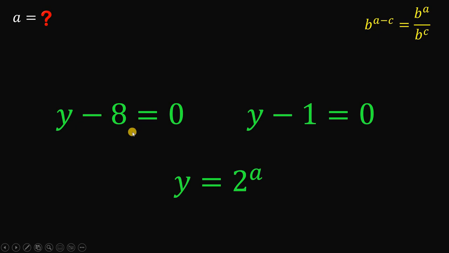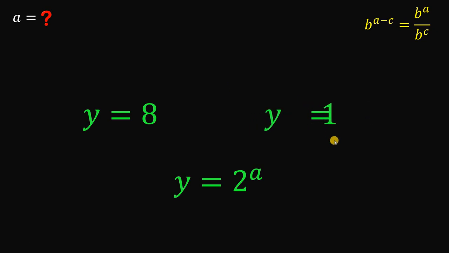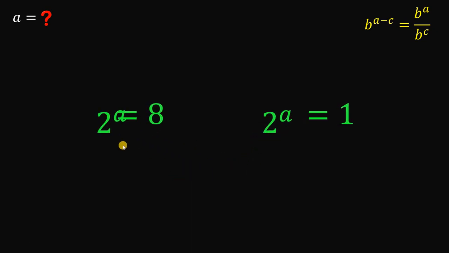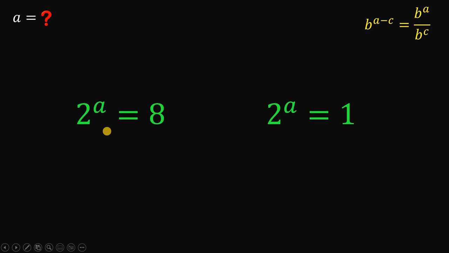Now, solving for y in the first equation, let's add 8 on both sides. This will give us the value of y as 8. On the second equation, let's add 1 on both sides, so we have y equals 1. Now, we know that y must be equal to 2 raised to the power of a. So we can replace all y with 2 raised to a. Again, we go back to an exponential equation.